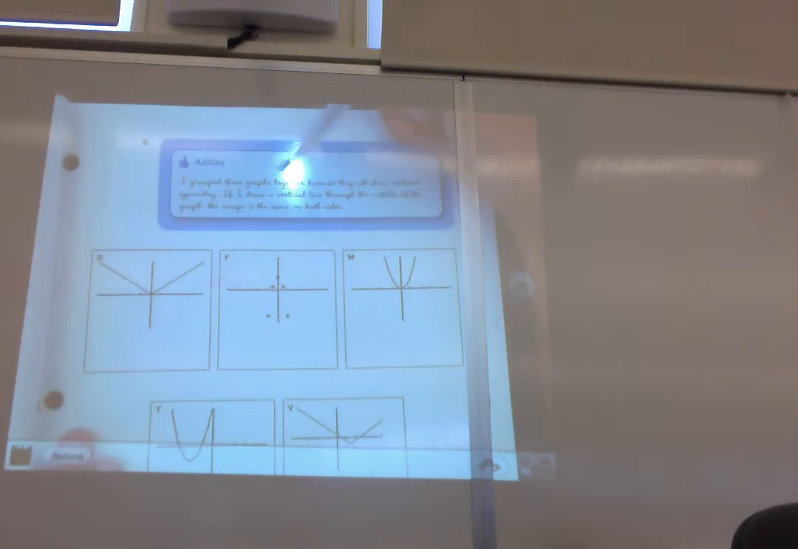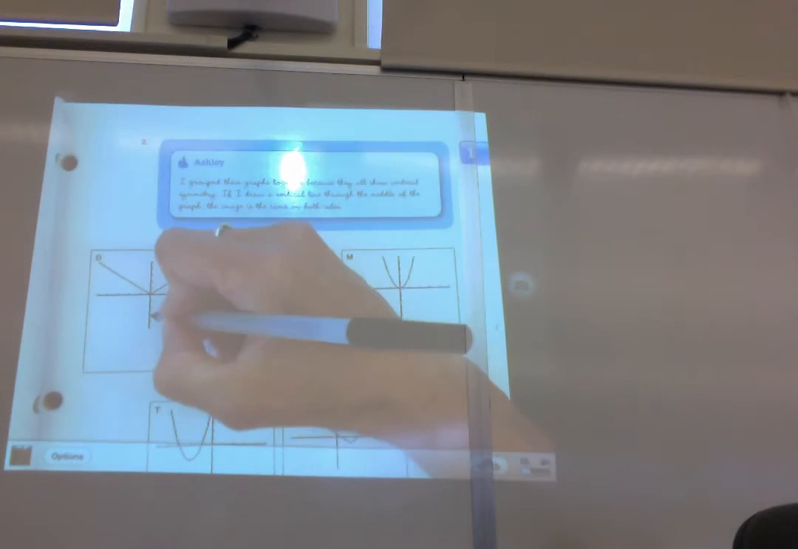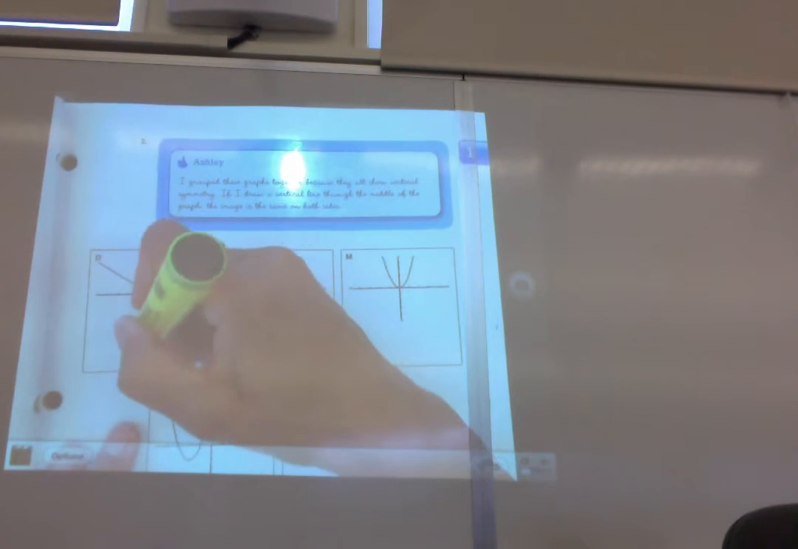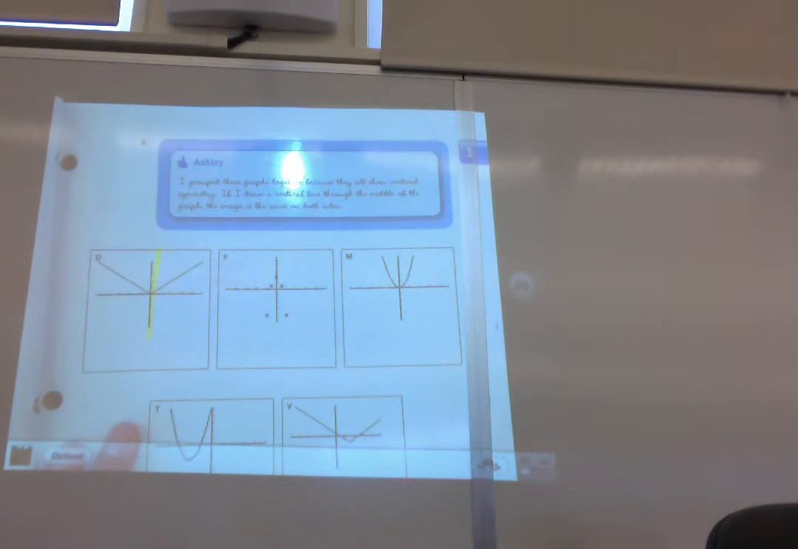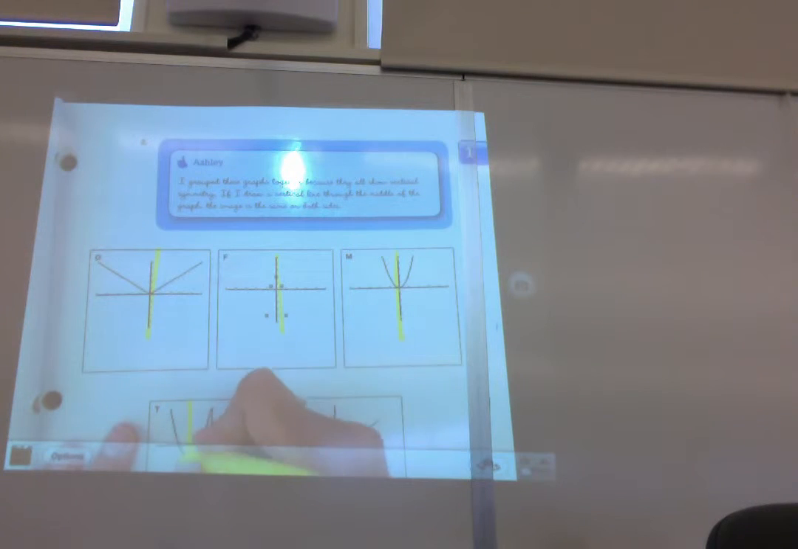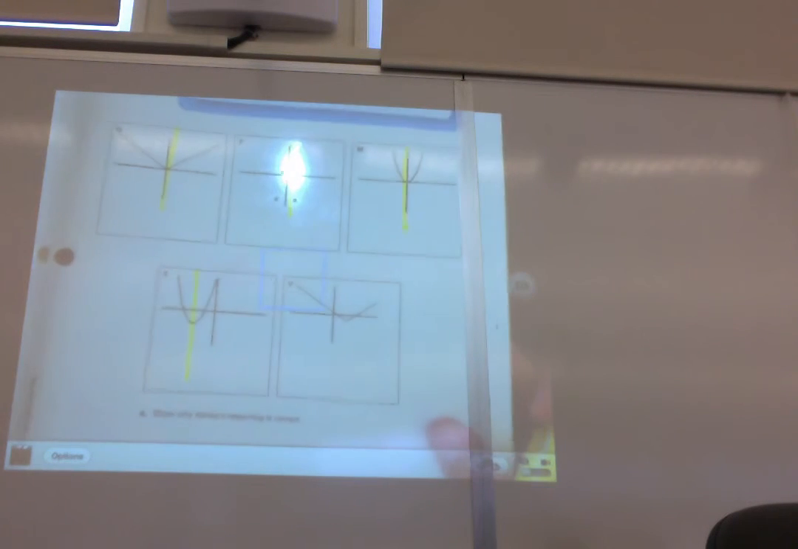Ashley said, I grouped these graphs together because all graphs showed vertical symmetry. If I draw a vertical line through the middle of the graphs, the image is the same on both sides. A says, show why Ashley's reasoning is correct. So I'm going to do it in color because I like color. Here we go. There's one vertical line. There's another vertical line, more or less. There's another. This one I'm going to have to shift, but I can see where it should be. It's not an axis. It needs to go up a tiny bit.